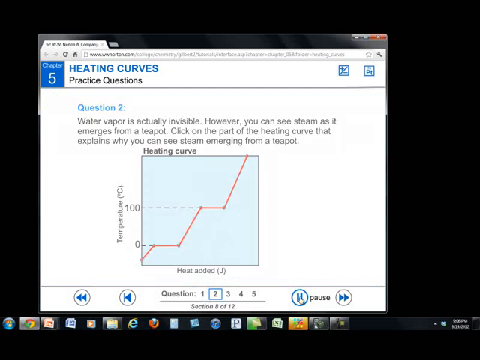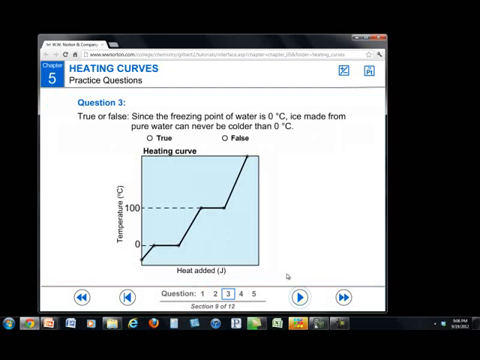Okay, let's do one more. Since the freezing point of water is 0, ice made from pure water can never be colder than 0. Well, in fact, it can be. Right down here, we go below 0. So that would be false.